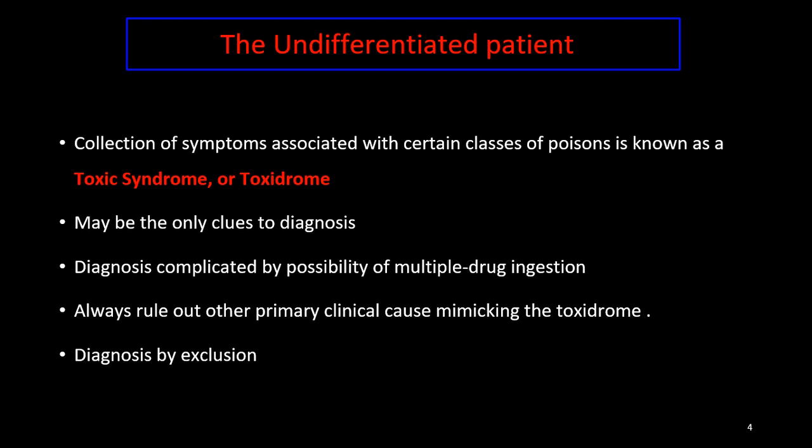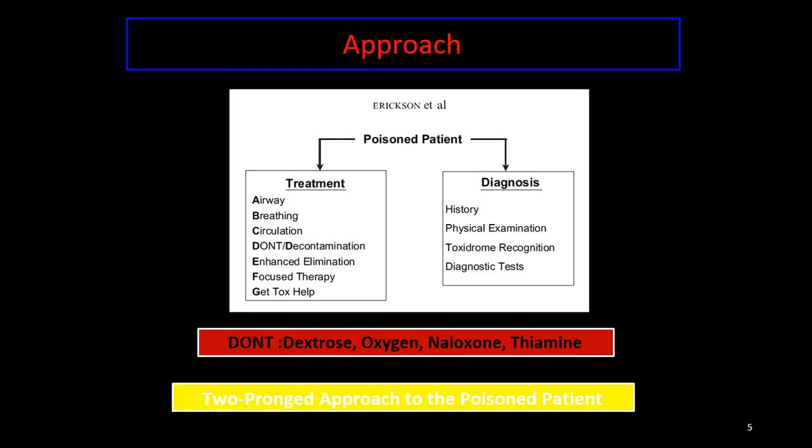Okay, so a collection of symptoms associated with certain classes of poisons is known as a toxic syndrome or a toxidrome. It may be the only clue to the diagnosis. And diagnosis is complicated by the possibility of multiple drug ingestion. We should always rule out other primary clinical causes because mainly it's a diagnosis of exclusion. So you have told me rightly A, B, C, D, E, F, G. This is what we say for a poison. E is enhanced elimination, F is focused therapy, and G is get toxicology help. And obviously the history, physical examination, toxidrome recognition and diagnostic tests are important parts of the overall workup.